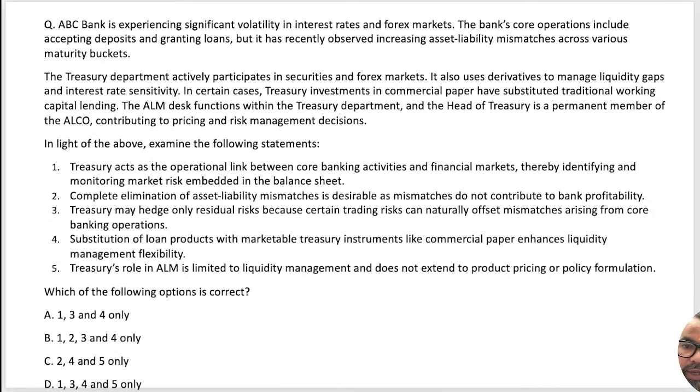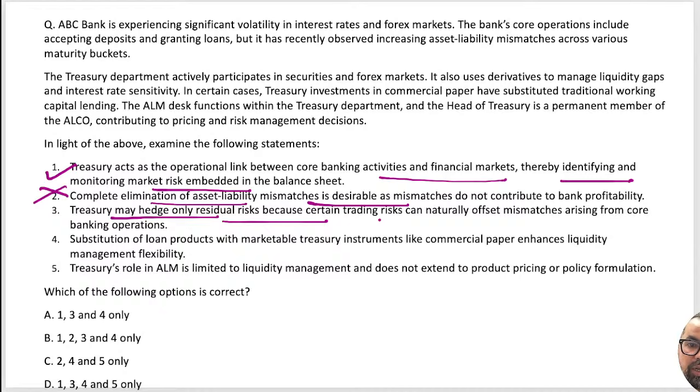Treasury acts as an operational link between core banking activities and financial markets, identifying and monitoring market risk embedded in the balance sheet. Complete elimination of asset liability mismatch is desirable. It is not even desirable. Treasury may have only residual risk, because certain trading risk can naturally offset mismatch arising from the core banking.